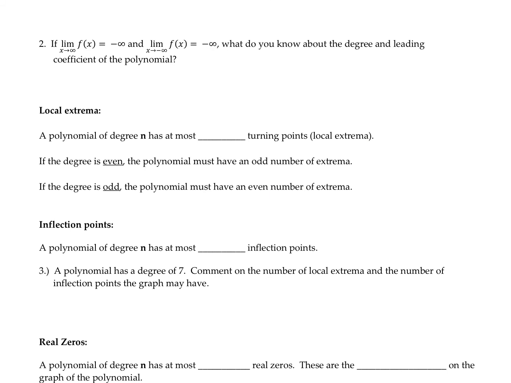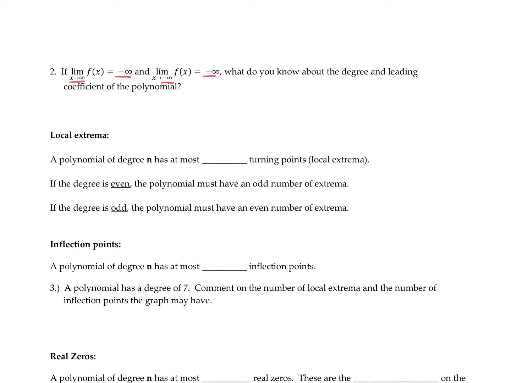All right, so let's use this knowledge. It says, as x goes positive, my function's going negative, and as x goes negative, my function's also going negative. What do you know about the degree and the leading coefficient of this polynomial? So it's saying as x goes positive, y is going negative, and as x goes negative, y is also going negative. So imagine my function would be like that.